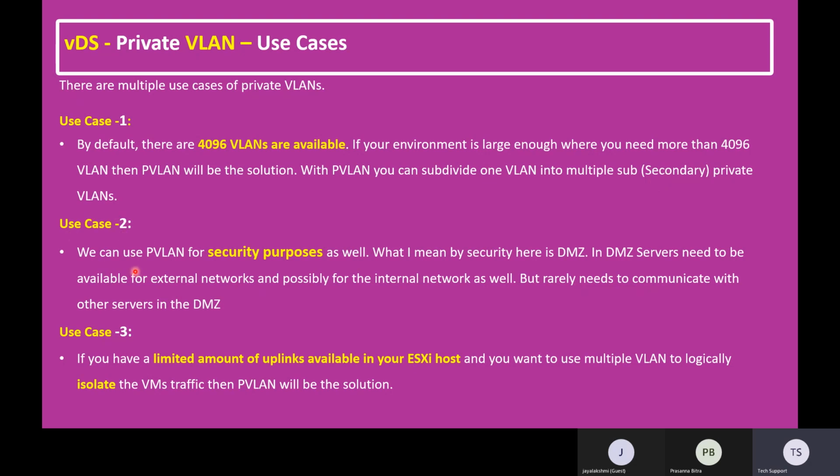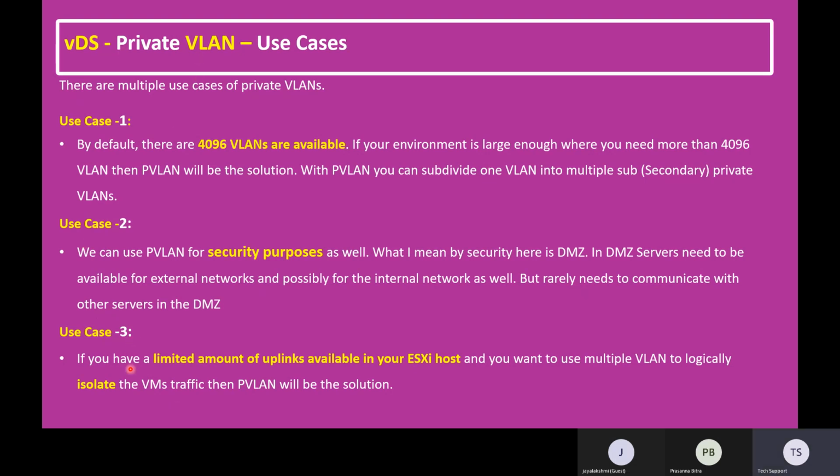The second use case is when we can use private VLAN for security purposes. This is also one main reason. What I mean by security here is DMZ. DMZ means demilitarized zone. In a demilitarized zone, servers need to be available to external networks and possibly to the internal network as well, but rarely need to communicate with other servers. We don't want them to communicate with the other servers. In that scenario, we go with a private VLAN configuration.